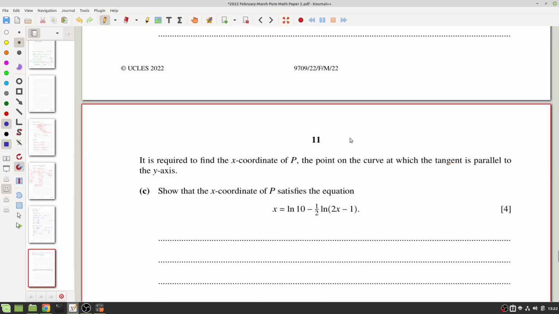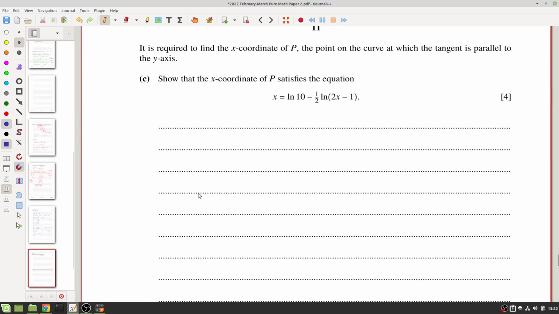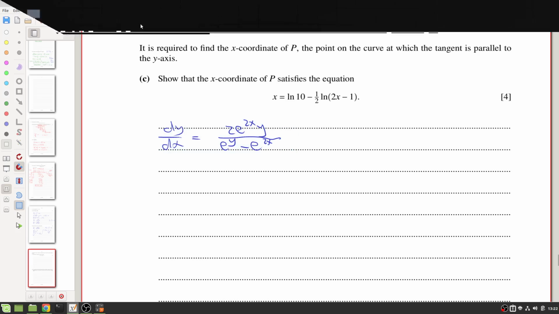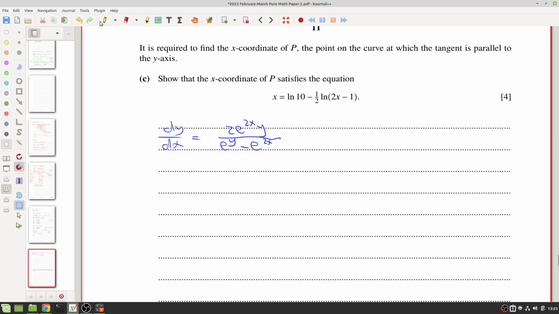All right, question C. It is now required to find the x-coordinate of P, which is the point on the curve at which a tangent is parallel to the y-axis. So what would be the gradient of a line parallel to the y-axis? It would be an undefined gradient, right? So this is our gradient. Where is this undefined? Well, it's undefined when we divide by 0.